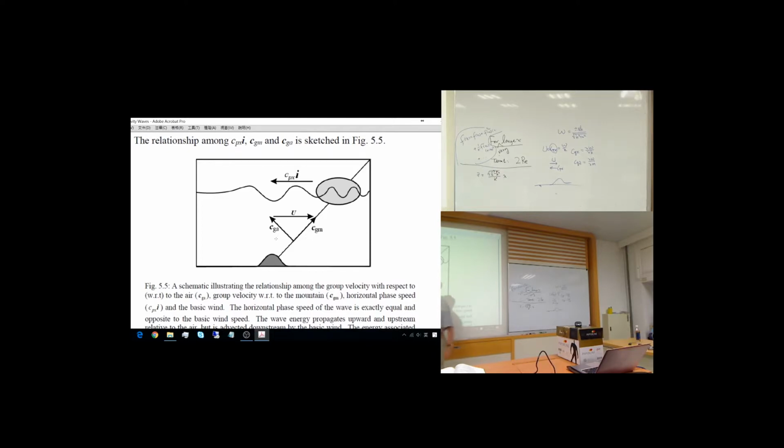So you can see the wave energy here, and you can see waves here. You can see the wave here because of the phase speed. The phase speed gives you the wave you can see, and the group velocity gives the direction of energy propagation. So you can find the wave energy propagated to here, but you can still see the wave here as long as Cpx is balanced by U.